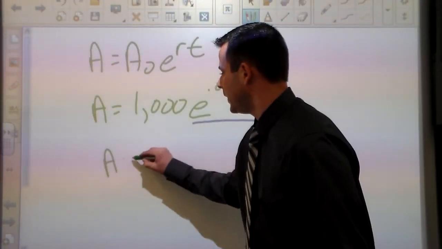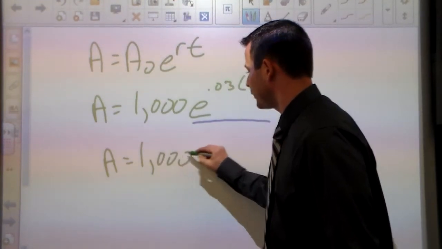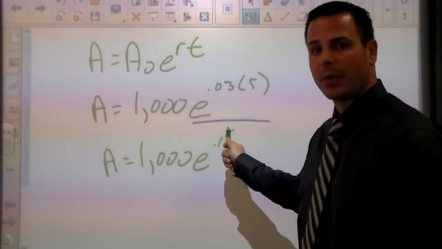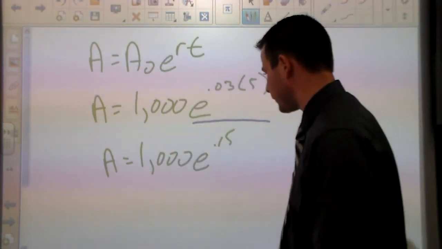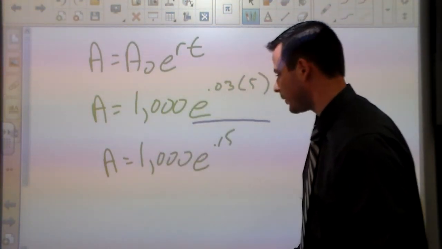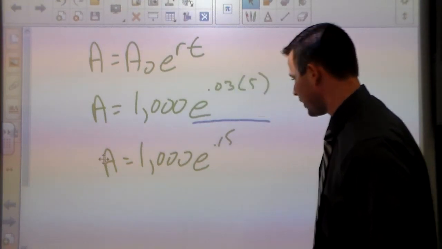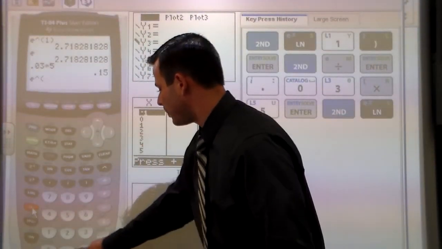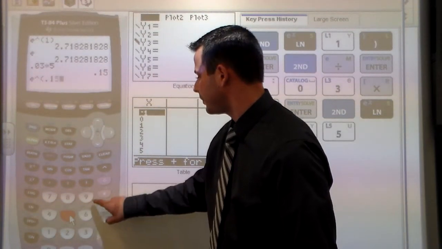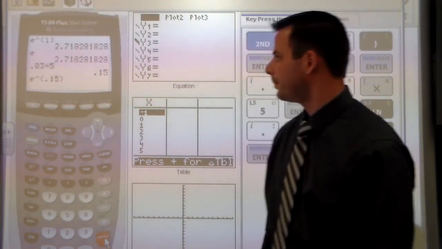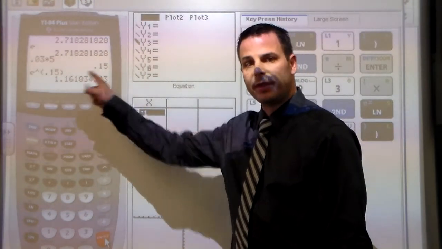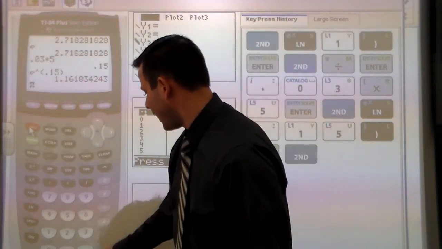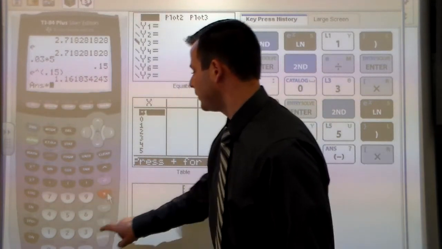A equals 1,000 e to the 0.15 power. So let's calculate e to the 0.15 power and then multiply by 1,000. The last thing you'll do is multiply by 1,000. So let's load up the calculator and do second e to the 0.15 power. Enter. And now I have to multiply this value by 1,000. So I'm going to use the answer function in the calculator. Second answer times 1,000.